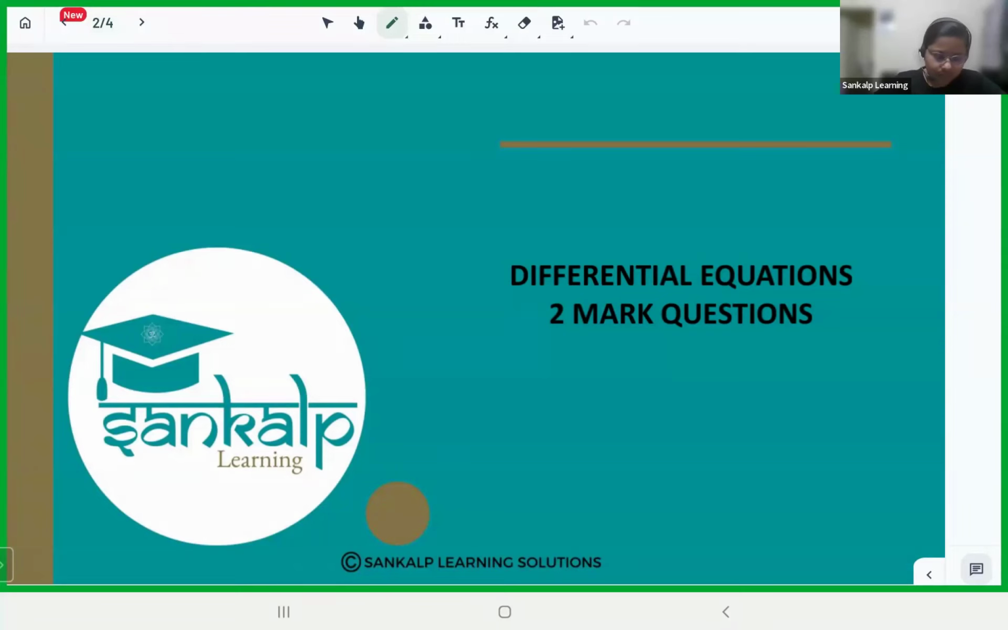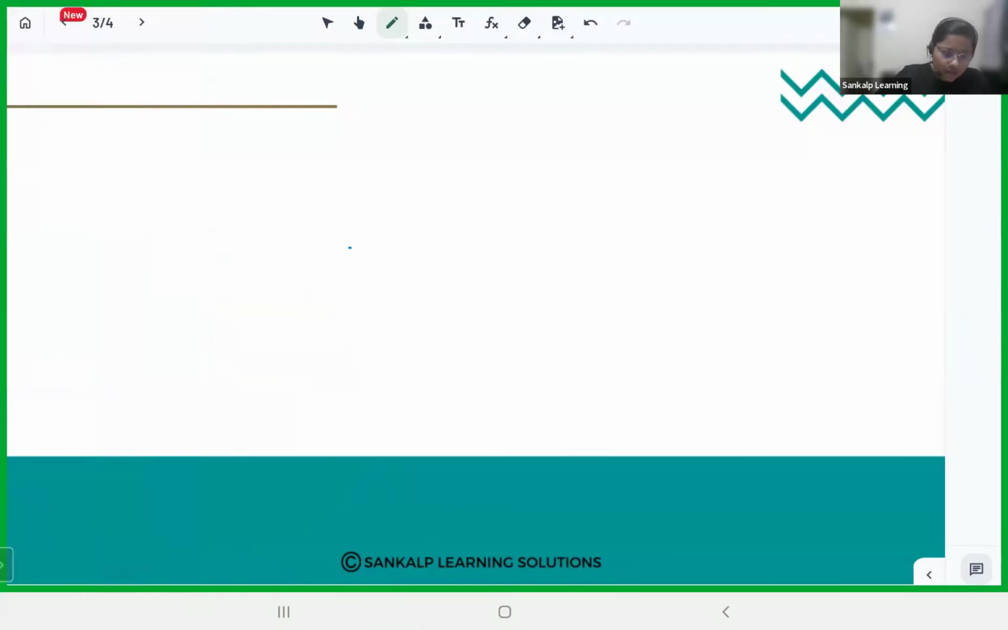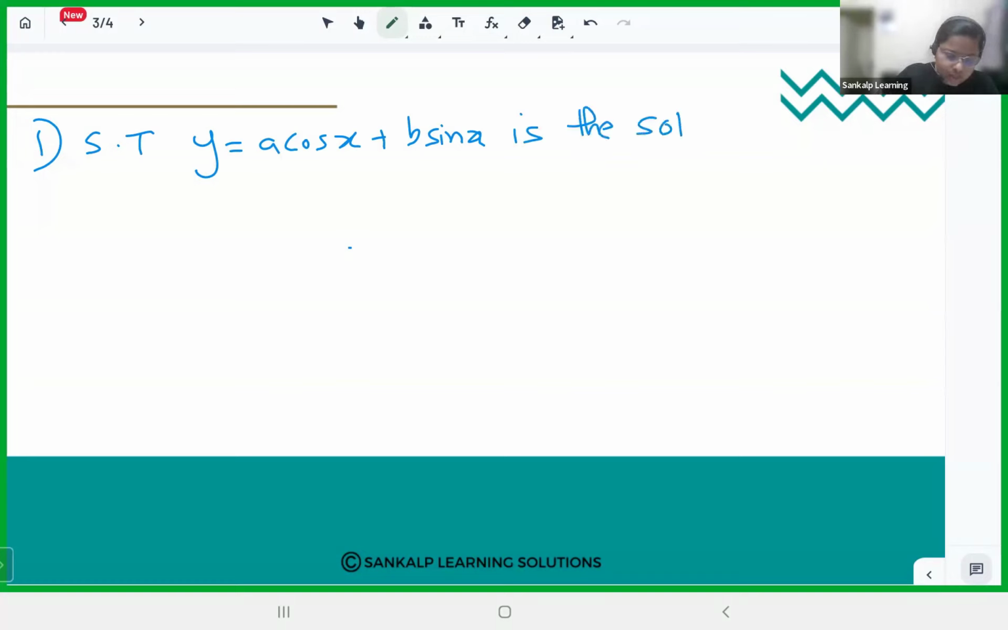The first question of this session is, show that. It may be asked as show that or verify that. So here I'm writing: show that y equal to a into cos x plus b into sin x is the solution of d square y by dx square plus y equal to 0.